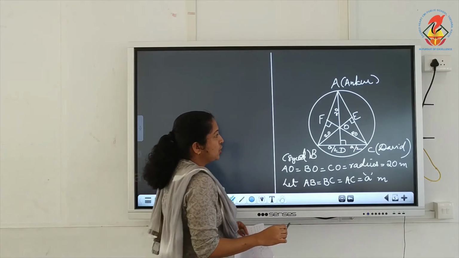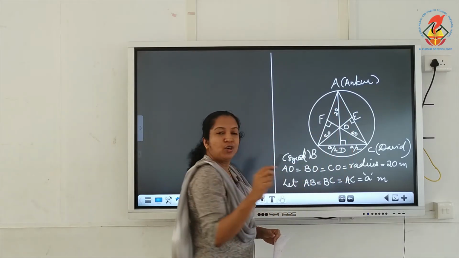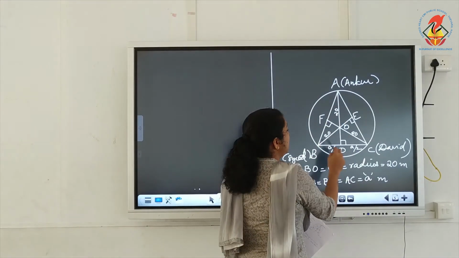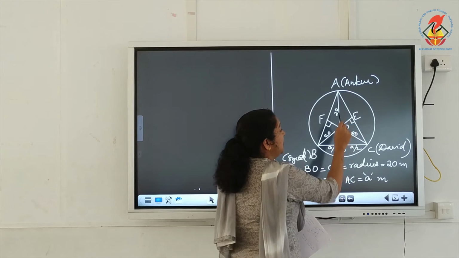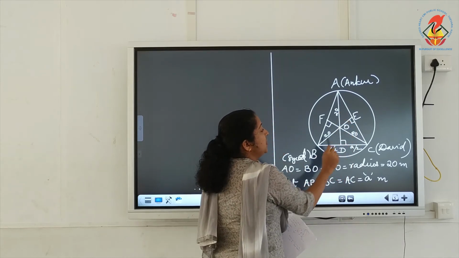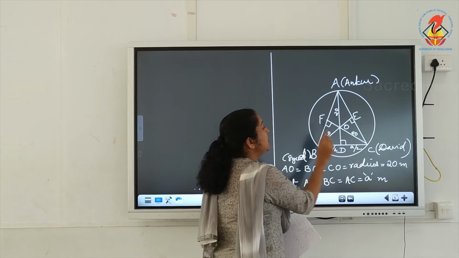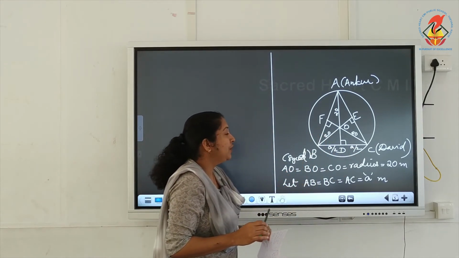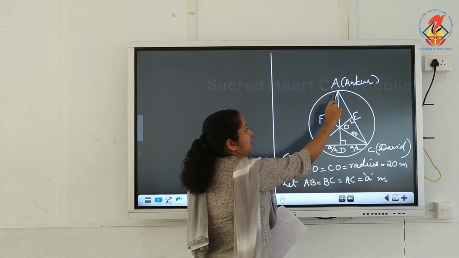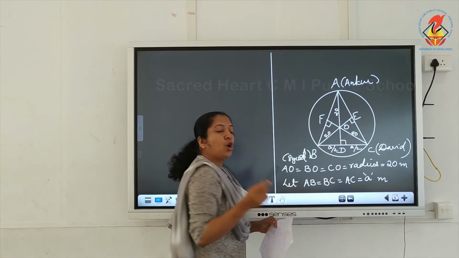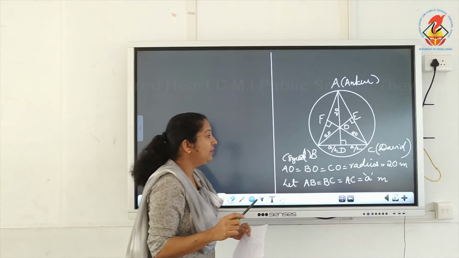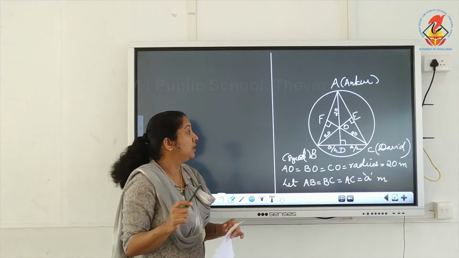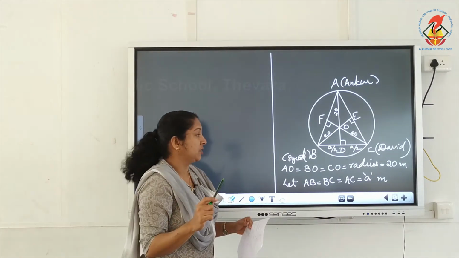So, we have connected all these three and we got a triangle. And we have drawn the perpendiculars AD perpendicular to BC, BE perpendicular to AC and FC perpendicular to AB. What you have to find is the length AB, BC and AC, all are equal. So, what we are supposing is let AB, BC and AC be equal to a meter.